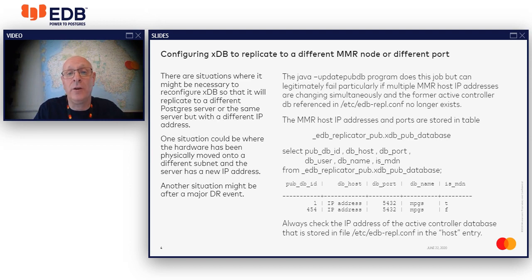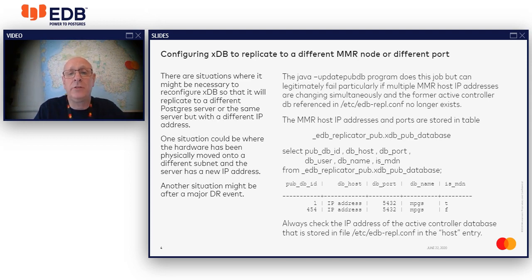I must say that works very well normally, but there's a legitimate situation where it might fail. Typically, that might be when the active controller database IP address is also changing. Now, the active controller database is referenced in the /etc/edbrepl.conf file, and you'll see there's a host entry in there.